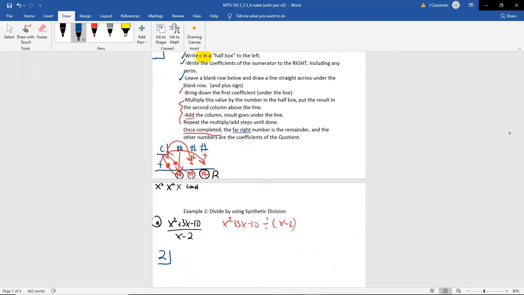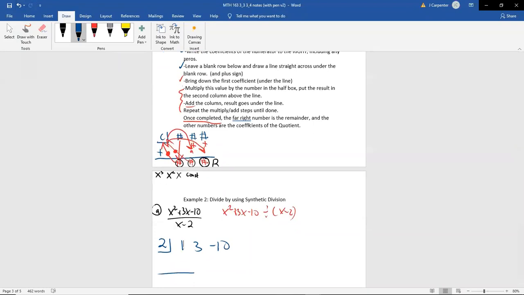And again, this is just arbitrary notation. Some people put it in a full box, but that just looks like an answer to me. That's why I like the half box. Then to the right of it, the coefficients. They are in descending order and none are missing, so we go 1 for the x squared, 3 for the 3x, and a minus 10 for the minus 10. Leave a blank row, draw a line, and a plus sign. Blank row, so leave some space, and a plus sign under the box.